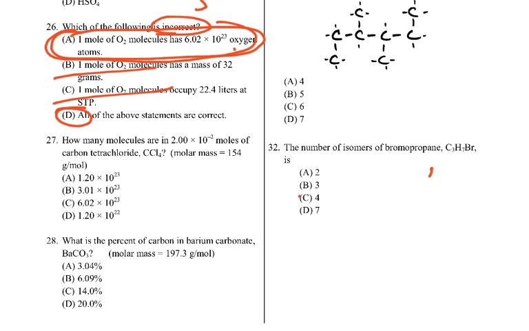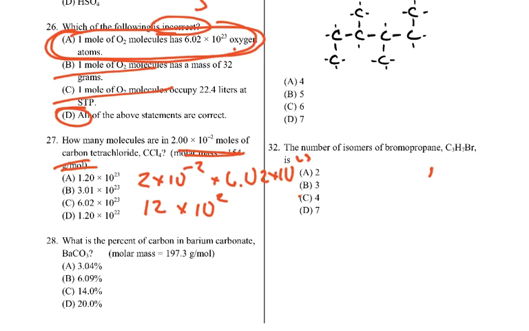27. How many molecules are in 2 times 10 to the minus 2 moles of carbon tetrachloride? The molar mass is 154. In this case, we do not need the molar mass because we're not doing anything with grams. So how many molecules in 2 times 10 to the minus 2 moles? So 2 times 10 to the minus 2 times 6.02 times 10 to the 23. So what are we going to have? 2 times 6 is going to be 12 times 10 to the 21, which would be 1.2 times 10 to the 22.